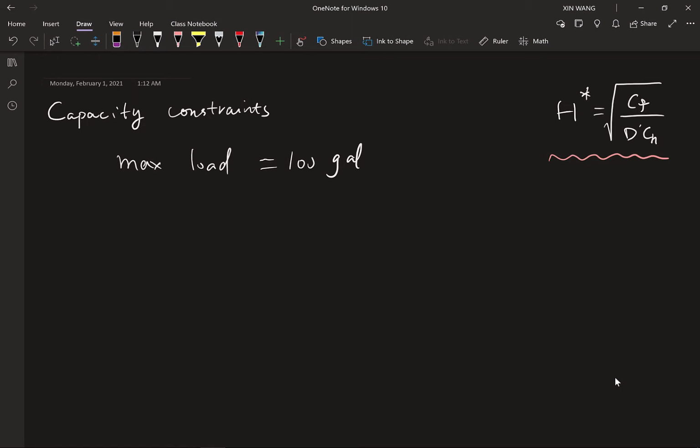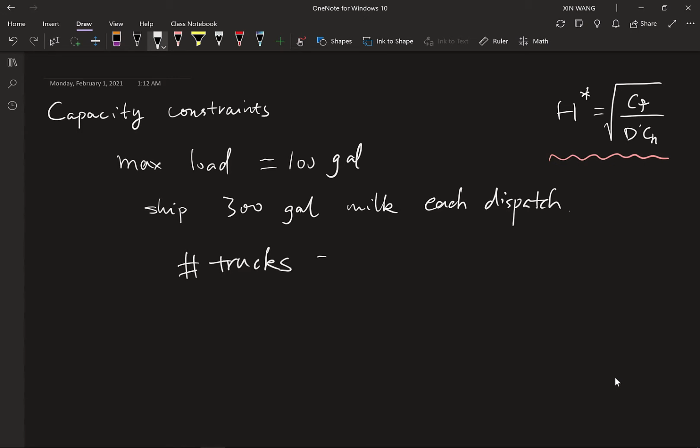The issue is that if we want to ship a load which is larger than the max load, let's say 300 gallons of milk each time, what will happen? That means we need multiple trucks. So 300 gallons divided by a 100 max load equals 3 trucks. This will affect our transportation cost.